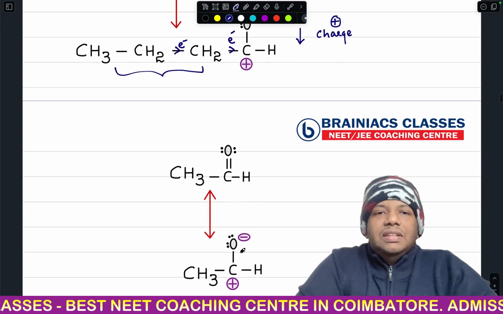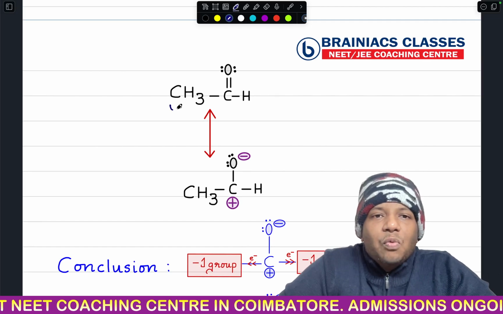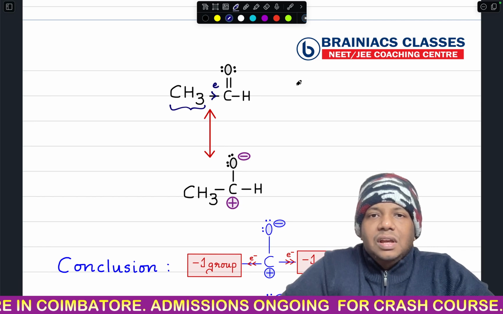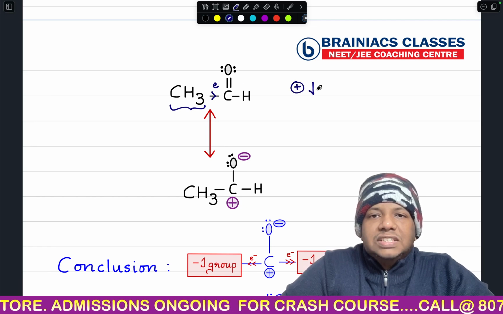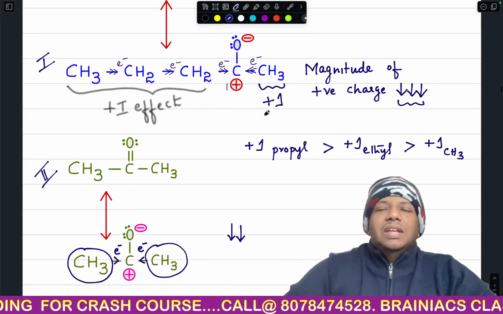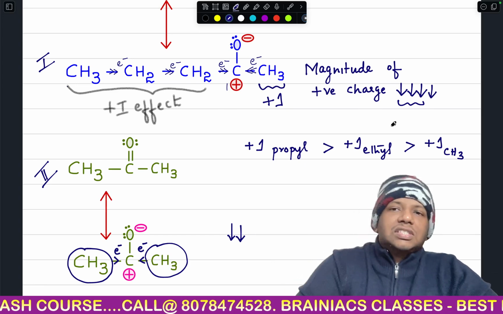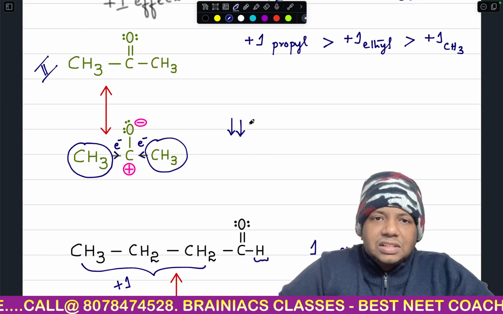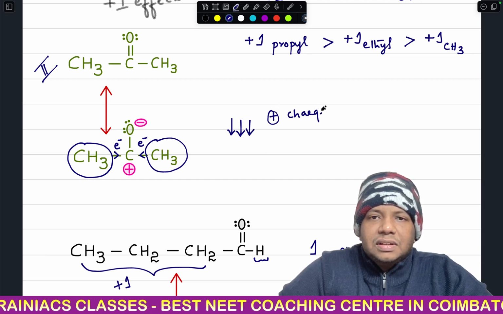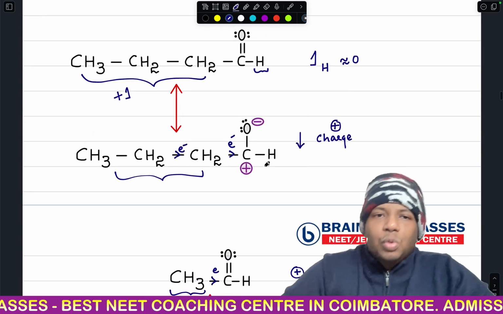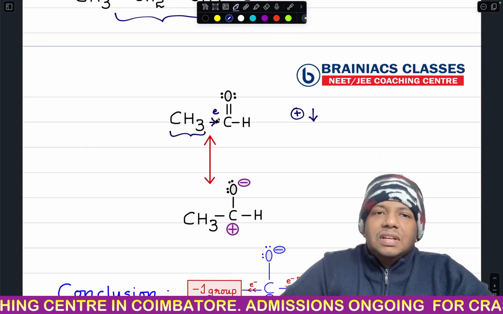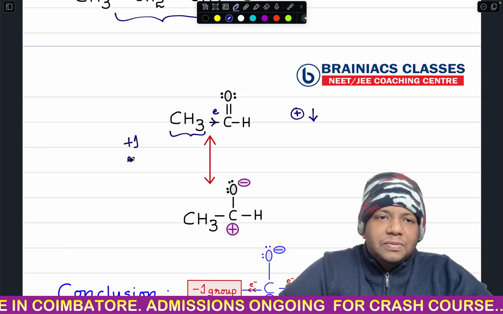Okay, now let's see the last one. If you see, you have only one methyl group, and this is also an aldehyde, and it is pushing the electron in this direction. So here also the magnitude of the positive charge is decreasing, but very less compared to this one. Maybe I can make it more clear. I will put 4 arrows here, making the charge decrease very fast. Here the charge is also decreasing, I am putting 3 arrows. The magnitude of the positive charge is decreasing. Here I can put maybe 2 arrows, and the last one I can put only a single arrow because it is decreasing very little. Here this also has plus I effect.